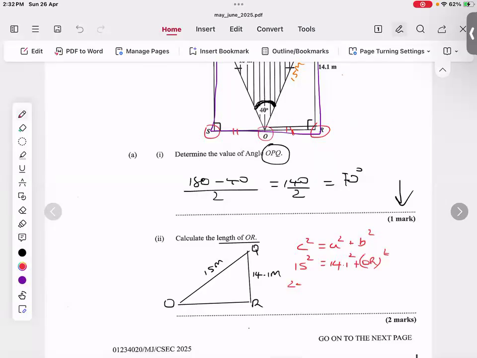225. All right, and what is 14.1 squared?